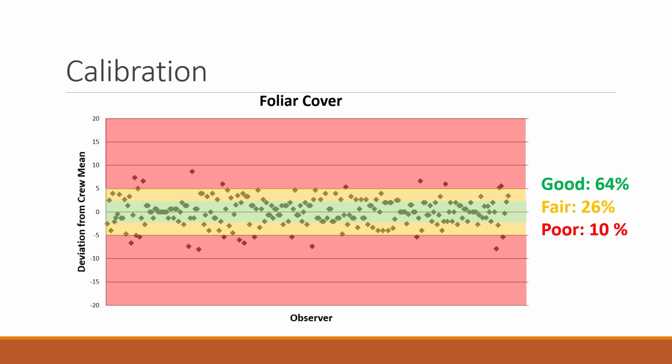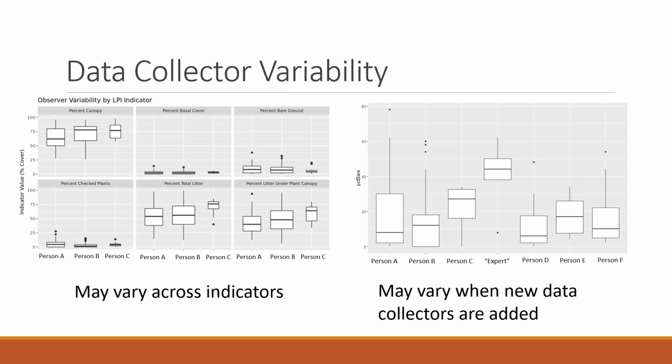This figure is not quite the metric we use, but it is very similar. This is deviation from crew mean for about 100 crew members from about 40 different crews. They're only compared to the other members of their own crew, not all the data from all the crews. Some indicators are easier to calibrate than others.